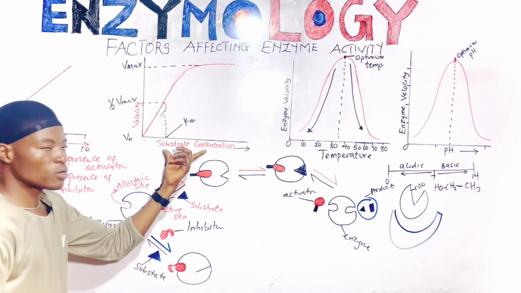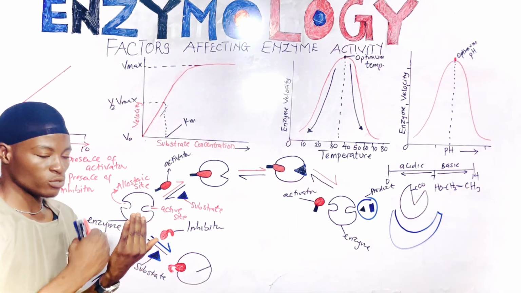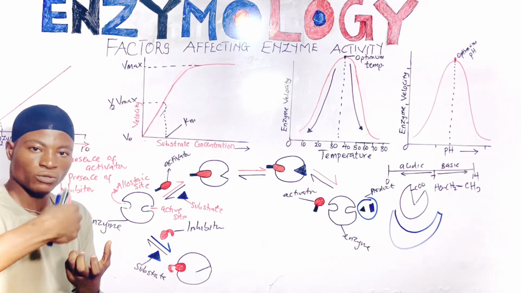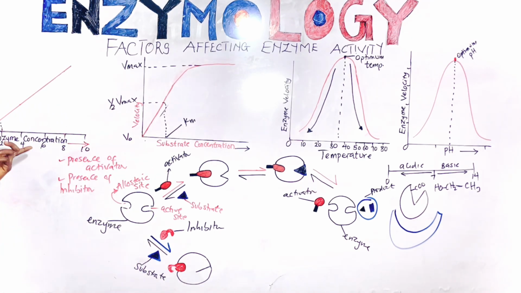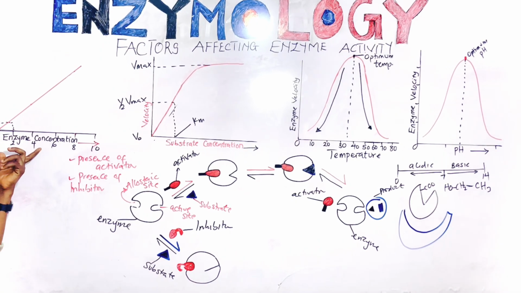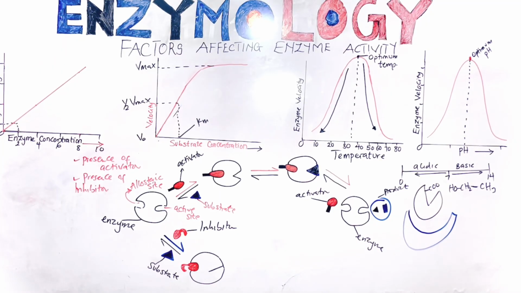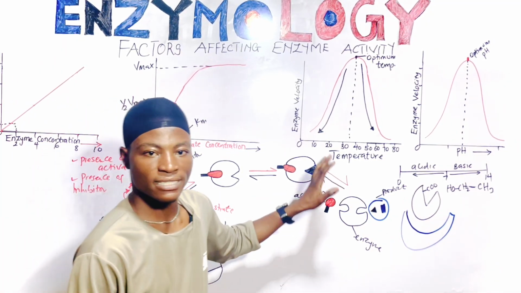The same thing with substrate concentration: an increase in substrate concentration can affect the activity of an enzyme. The same thing with enzyme concentration: once the concentration of the enzyme is increasing, there will be an increase in the velocity of the reaction. So these are the factors that affect the activity of an enzyme.